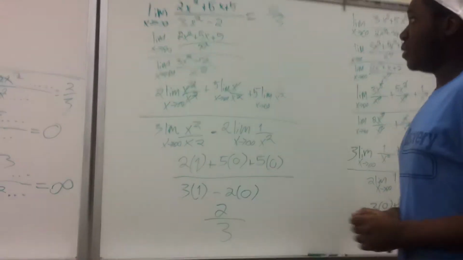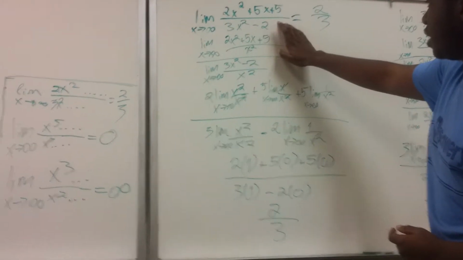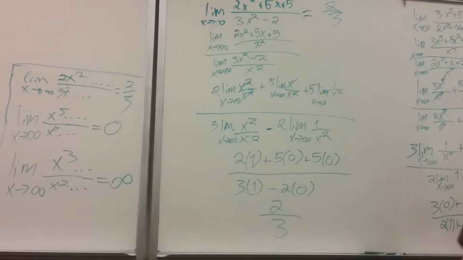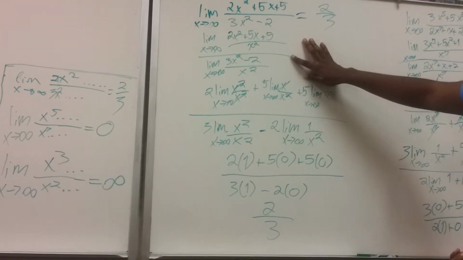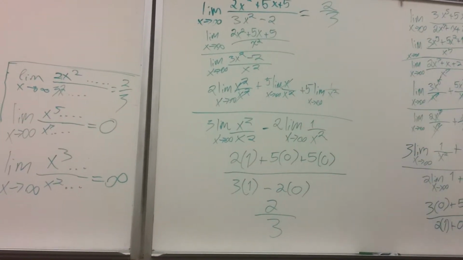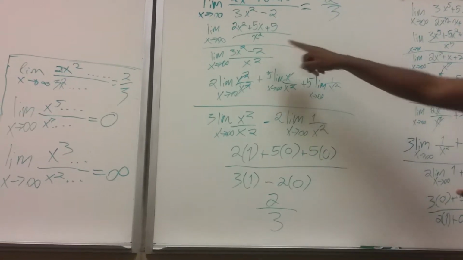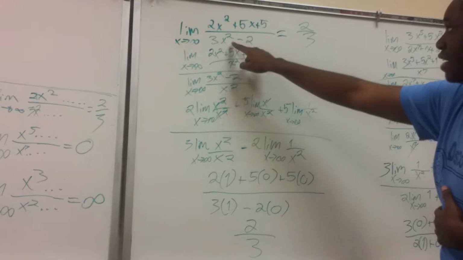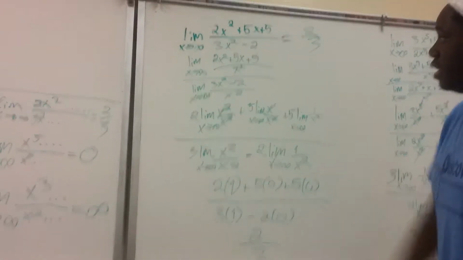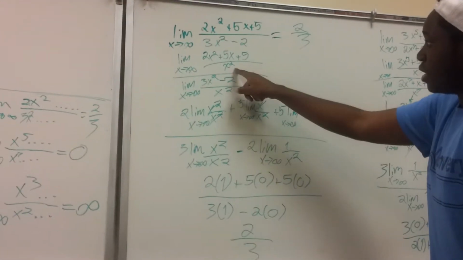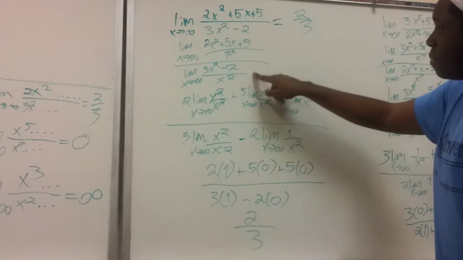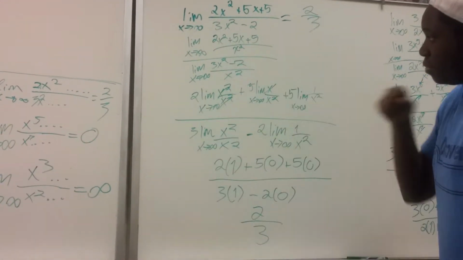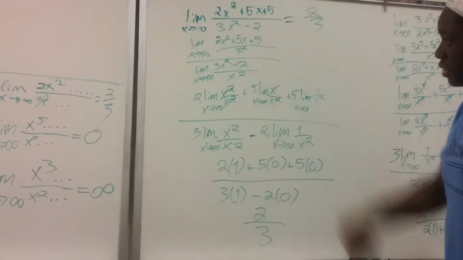So for the first one, I did the one where both of them are equal. So the first thing you do is the division property, the quotient property. What you do is divide by the highest exponent in the denominator. So you would divide the top and the bottom by x squared and find the limit of each of them while doing the quotient property.